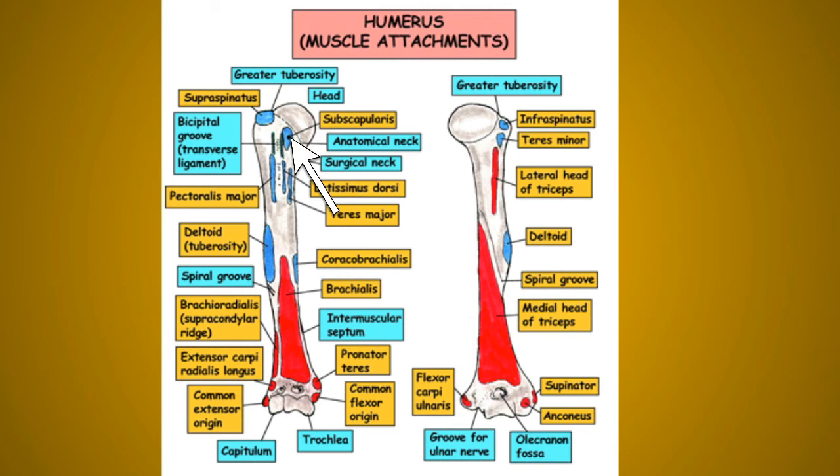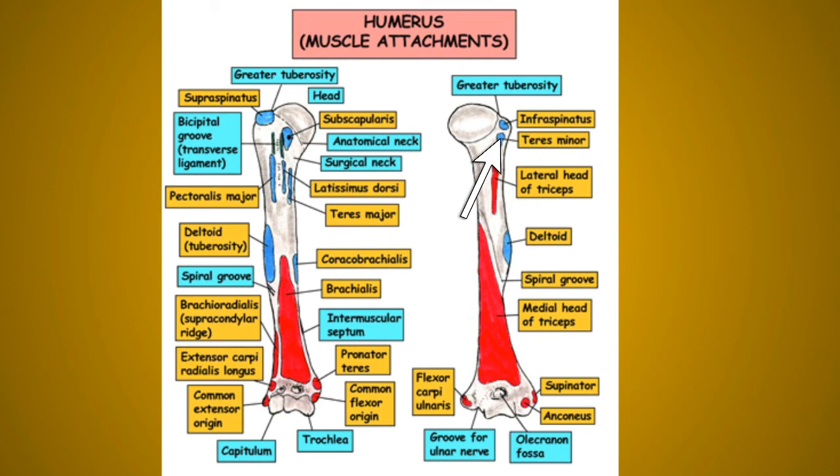Now first of all, the multipinnate subscapularis is inserted into the lesser tubercle. In the lesser tubercle, there is insertion of the subscapularis multipinnate muscle. Now next is the supraspinatus. The supraspinatus muscle is inserted into the uppermost impression on the greater tubercle. The infraspinatus is inserted into the middle impression on the greater tubercle, and the teres minor muscle is inserted into the lower impression on the greater tubercle.